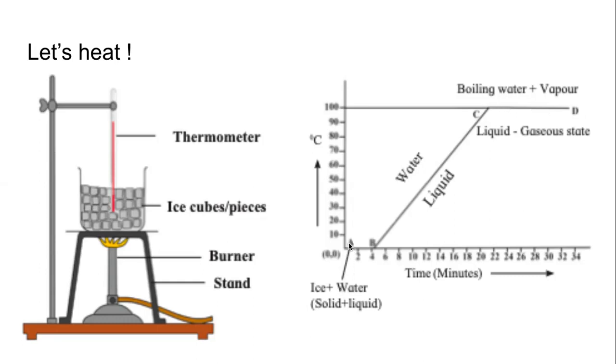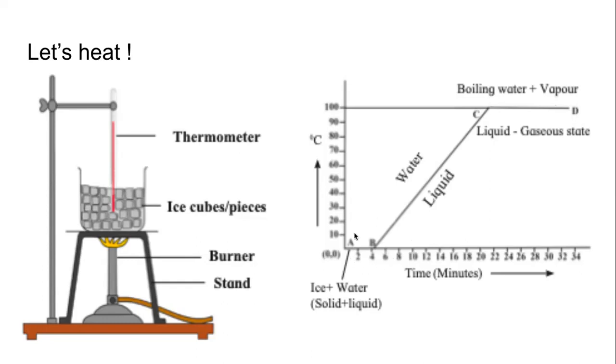First part of the graph, the temperature of the ice increases all the way to zero. Second part of the graph, ice melts, all ice becomes water, temperature remains the same, 0 degrees. Third part of the graph, the temperature of the water increases all the way up to 100 degrees Celsius. Final part of the graph, the temperature remains the same, but the water converts into water vapor. So there are four parts, right? Part one, part two, part three, and part four.